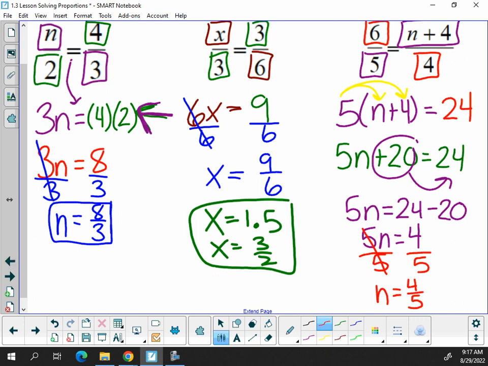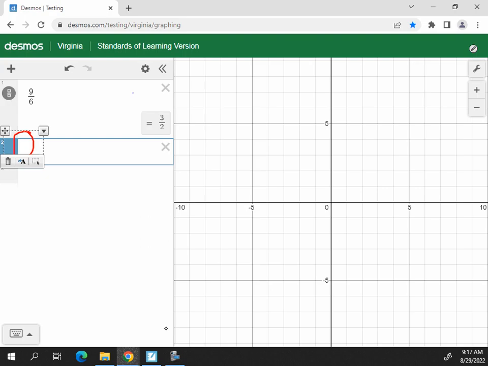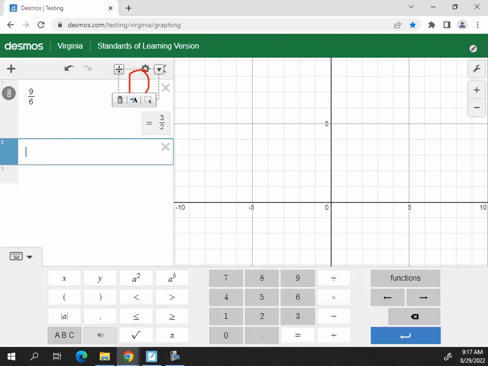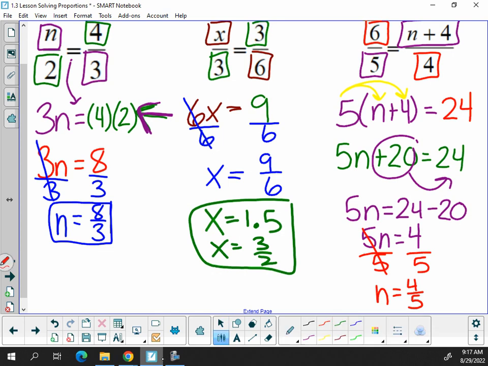You could go to your calculator. It's always a good idea. And I can do 4 divided by 5, and you can write your answer as 0.8. That is a totally acceptable answer. What we don't want to do is end up having to round here, because that's how we make mistakes. So both of those answers are acceptable.